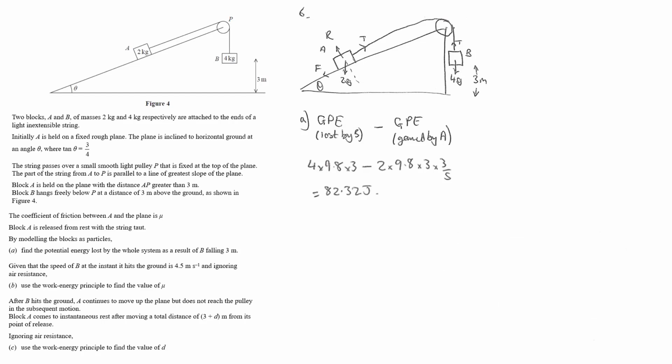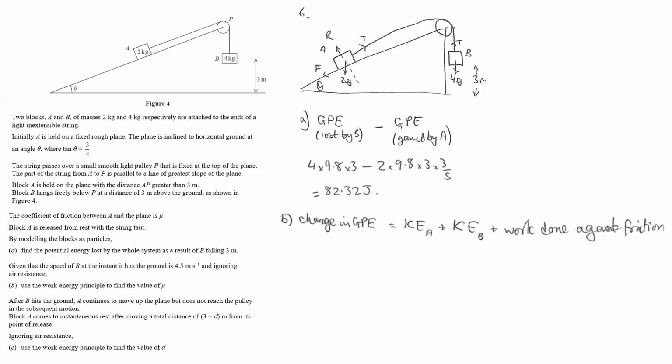Mu is the coefficient of friction, and it says given that B at the instant it hits the ground is 4.5. Right, so I've said just the change in gravitational potential energy, because this thing is released, so the energy at the beginning, before it sets off, is just the gravitational potential energy.